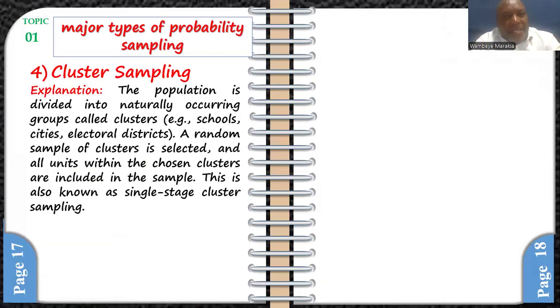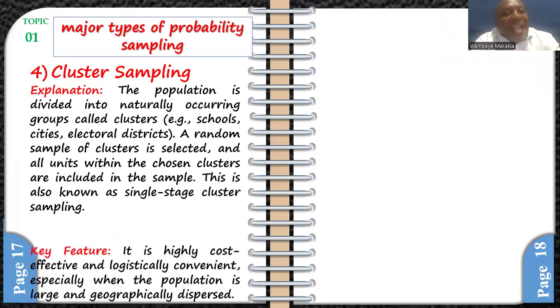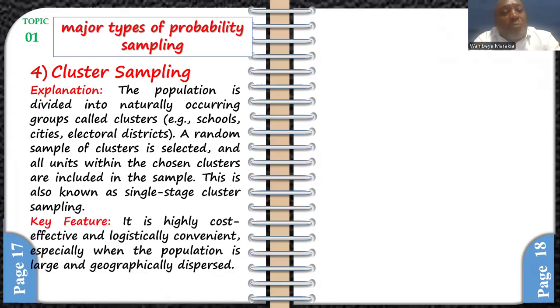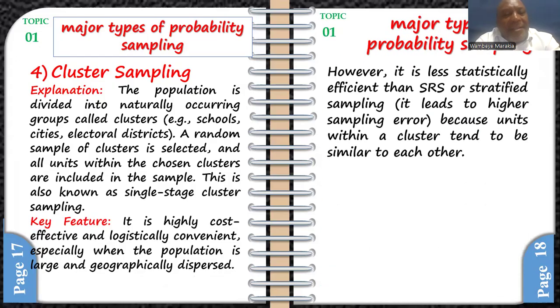Number 4, type of probability sampling, is called cluster sampling. The population is divided into naturally occurring groups called clusters, and these clusters might include schools, cities, electoral districts, and so on. A random sample of clusters is selected, and all units within the chosen clusters are included in the sample. This is also known as single-stage cluster sampling.